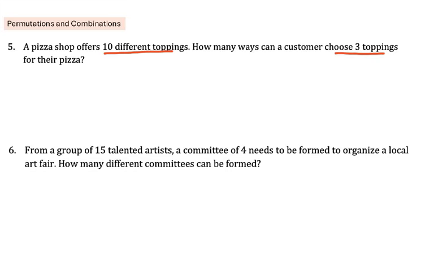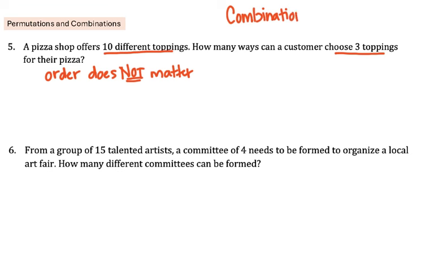So in this case, order does not matter, meaning it makes no difference if I put pepperoni followed by mushrooms or mushrooms followed by pepperoni. It doesn't matter what order. So in that case, it's a combination. And combination has a similar but different formula. We write n choose r, or you can write combination n comma r.